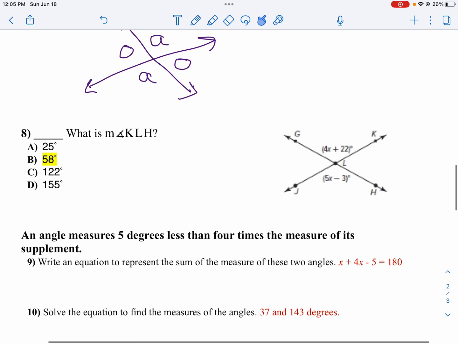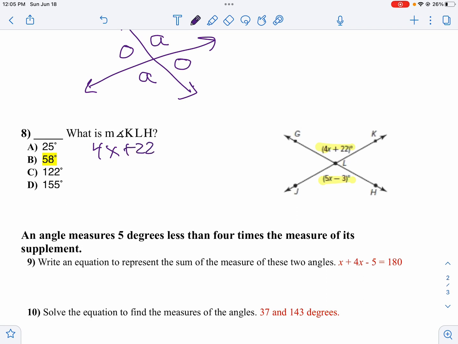If we take a look at number 8, it's not so clear how you're going to solve this because I never gave you any expression for KLH. But do use the fact that we know our vertical angles are congruent. So we're going to say 4x plus 22 equals 5x minus 3.